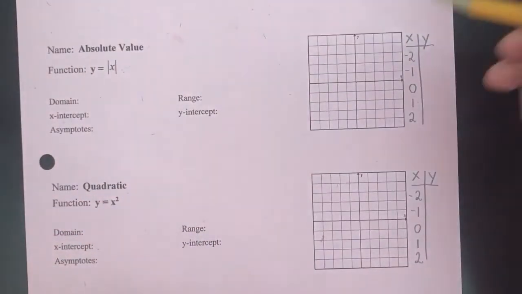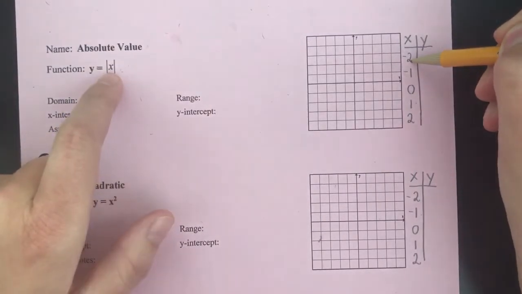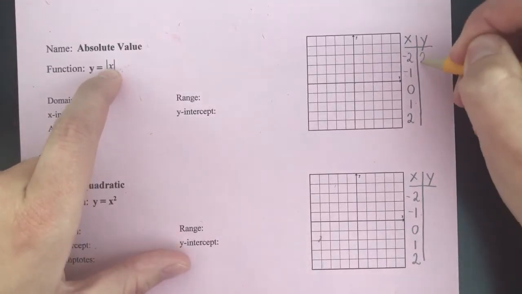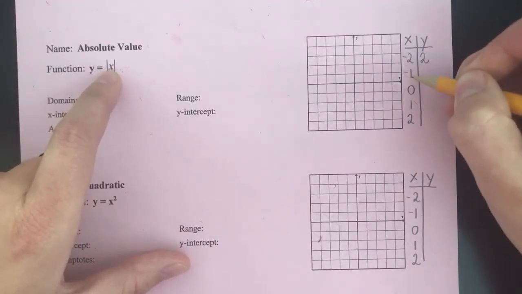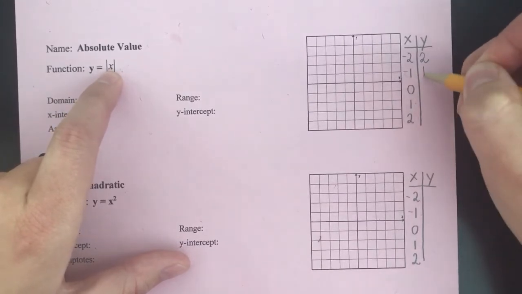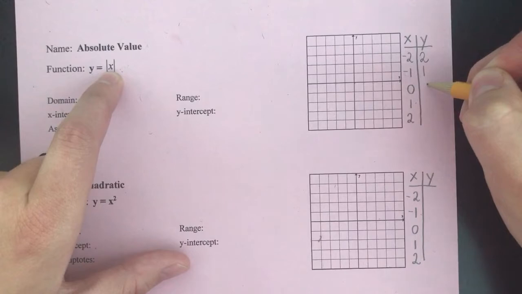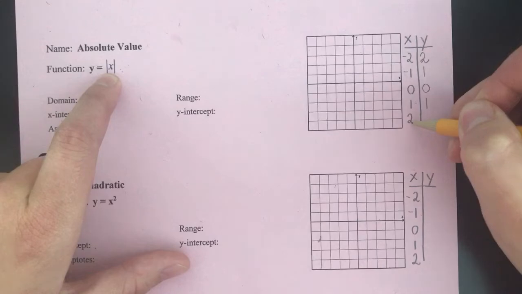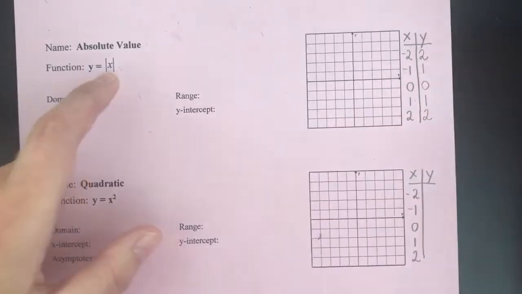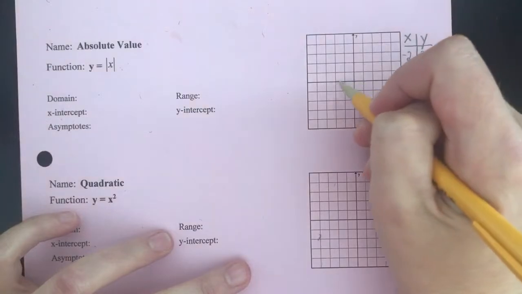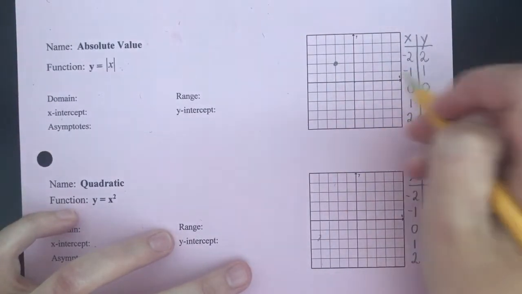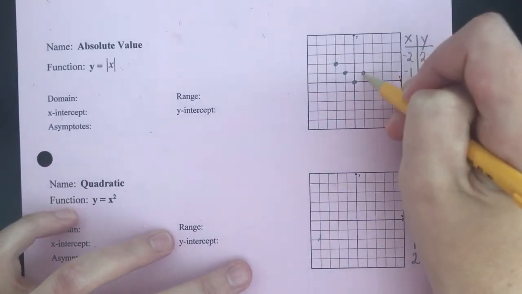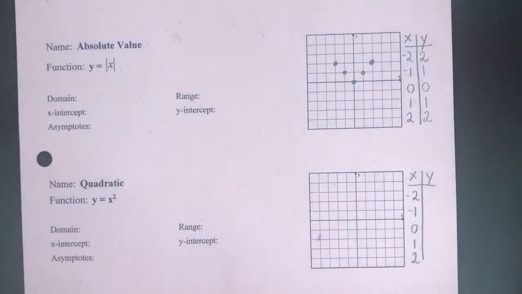So if you plug in -2 for x into this equation, what is the absolute value of -2? Like I told you before, it's +2. If you plug in -1 for x, the absolute value of -1 is +1. The absolute value of 0 is 0. The absolute value of +1 is still +1. And the absolute value of +2 is still +2. So let's plot these points. -2, 2. -1, 1. 0, 0. 1, 1. And 2, 2.